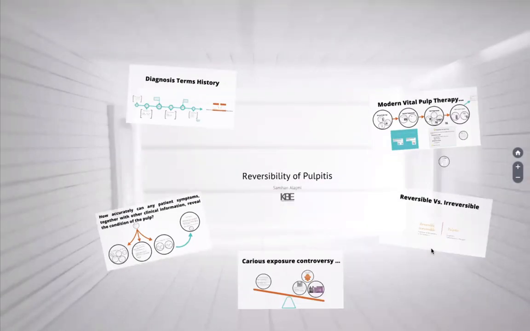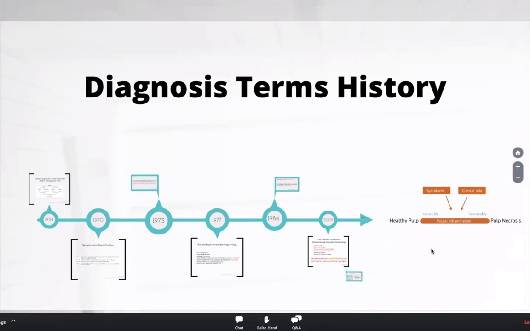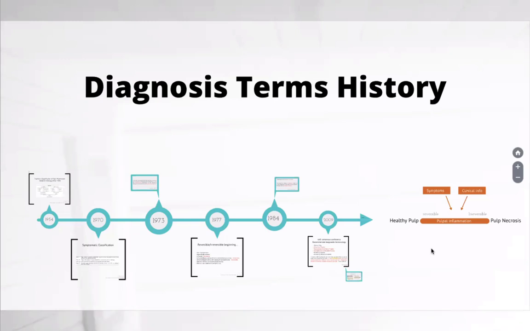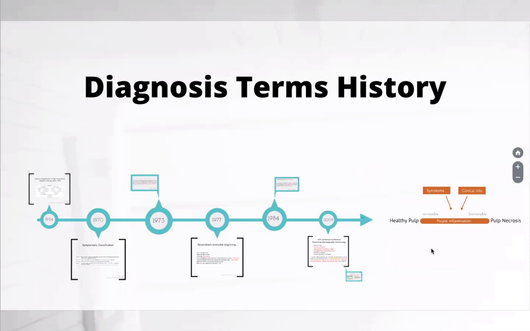Now, you must all be aware of our diagnostic terms, the AAE 2009 consensus. We have the pulpal diagnosis, and we also have the apical diagnosis. But how did we come up with these terms? It's important to know the history of these terms to be able to appreciate the amount of work that the researchers have done over the past years. And this could lead us to see in the future if these terms are going to be changed or not.